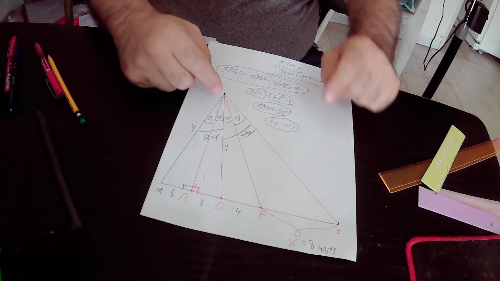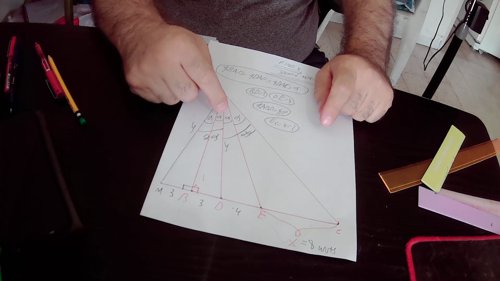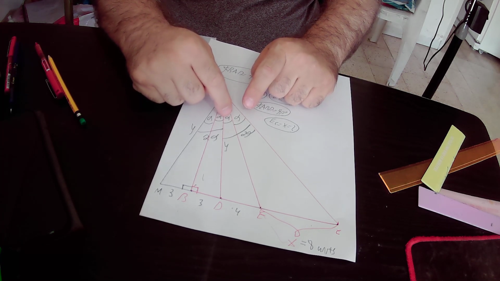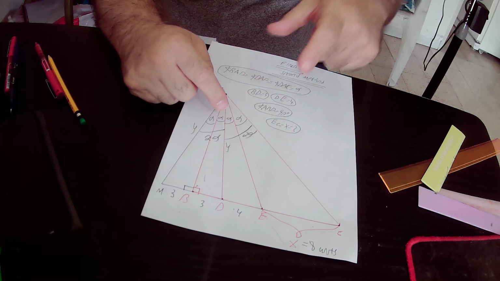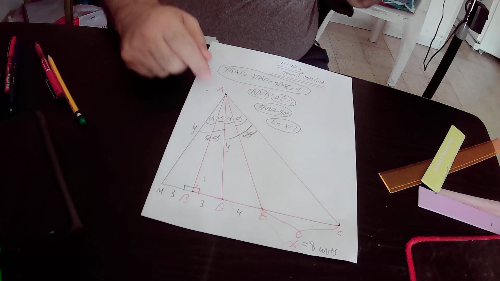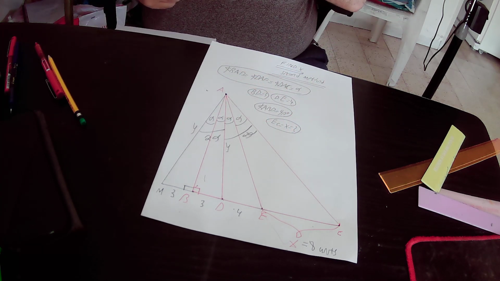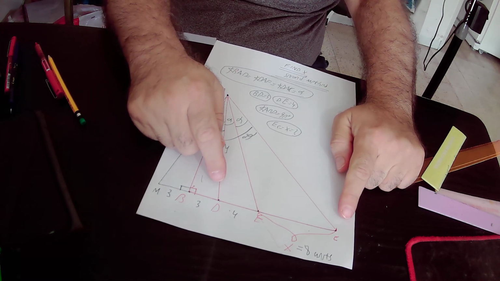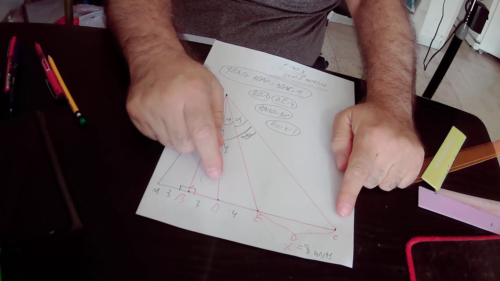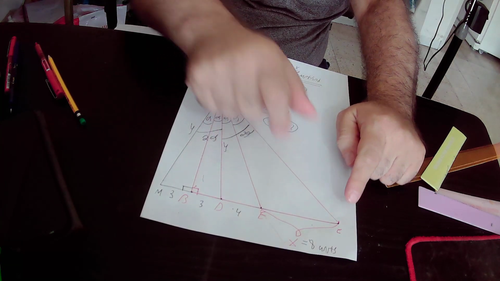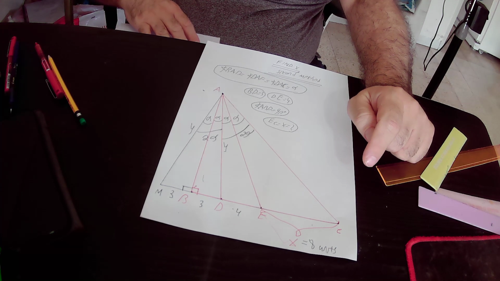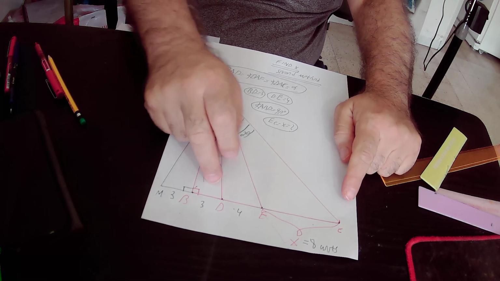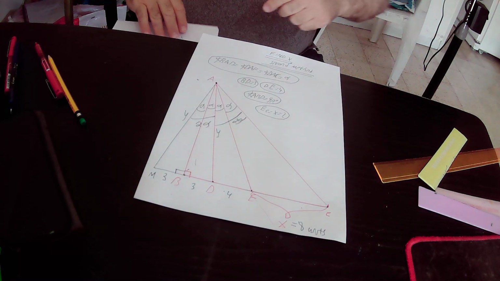Why is AE the angle bisector in triangle ADC? Because it divides angle DAC into two equal parts, alpha and alpha. Therefore AE is the angle bisector in triangle ADC, and according to the angle bisector theorem, the angle bisector AE divides side DC in a ratio of DE over EC.